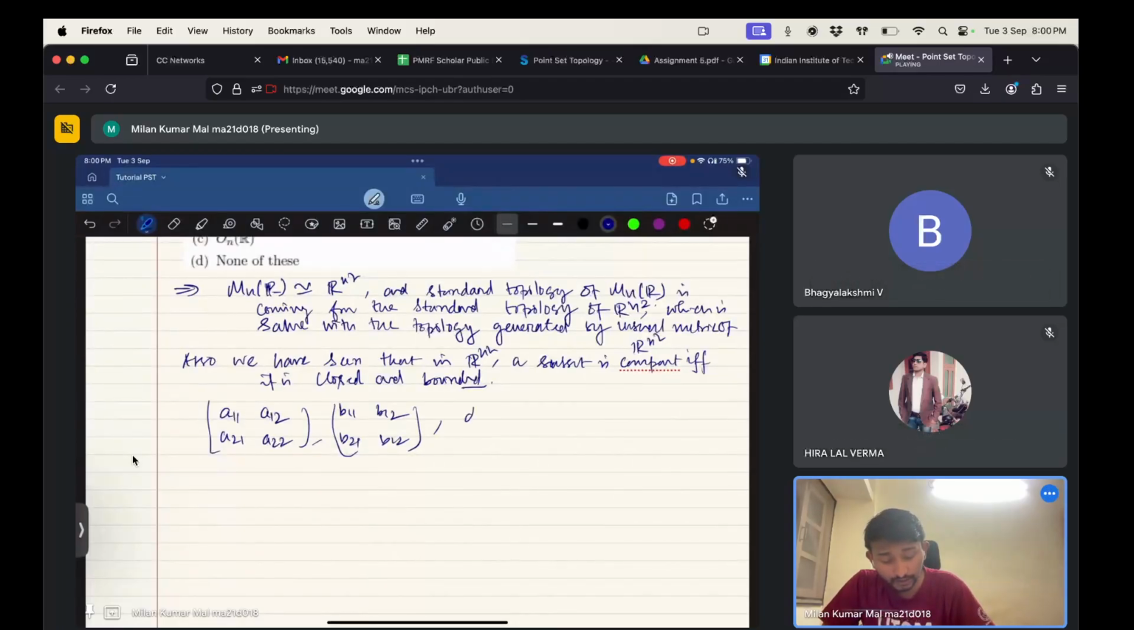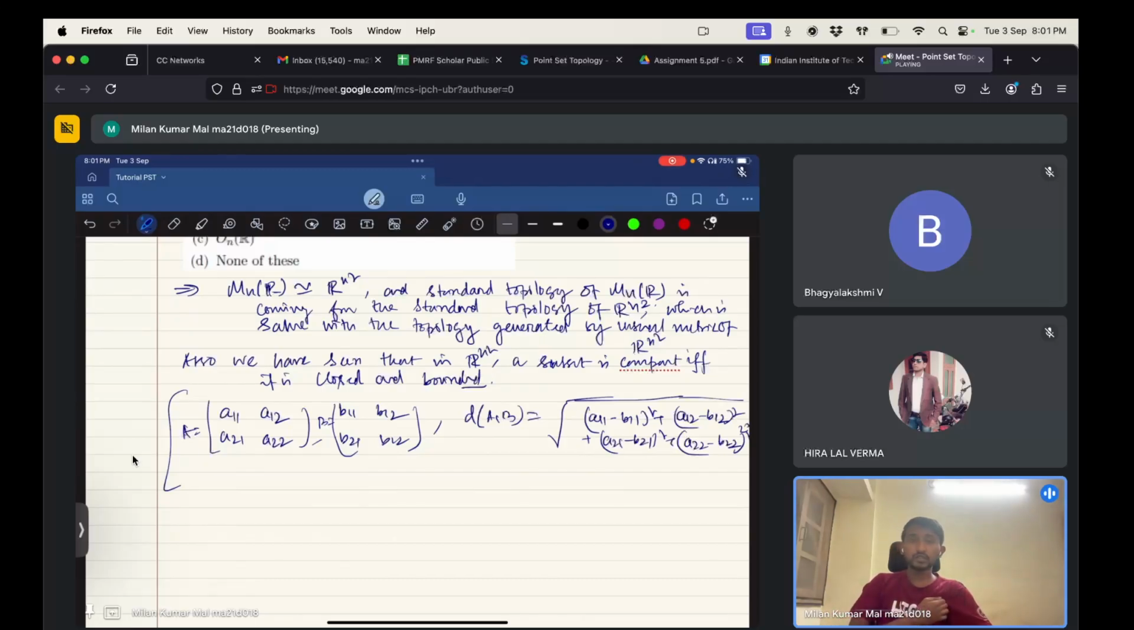So for matrices A and B, the distance d(A,B) is the square root of (a11 minus b11) squared plus (a12 minus b12) squared plus (a21 minus b21) squared plus (a22 minus b22) squared. This is the usual metric, and with that we will say whether a set is bounded or not.